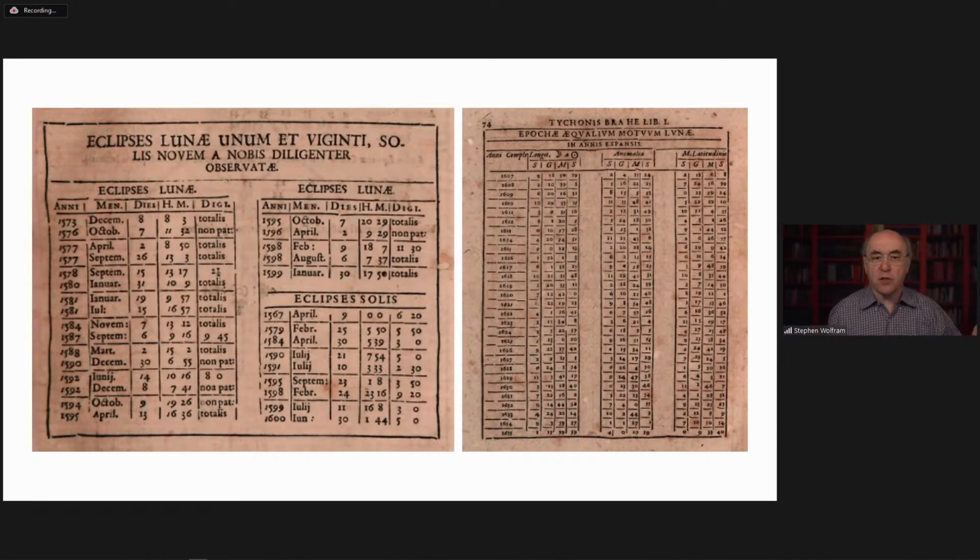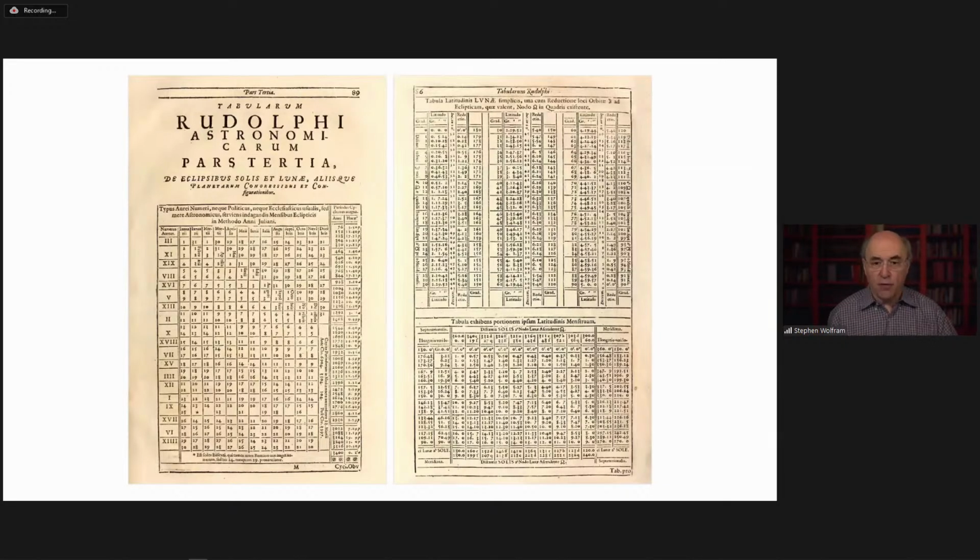Well, armed with Tycho's observations, Johannes Kepler developed his description of orbits as ellipses, introducing concepts like inclination and the eccentric anomaly. And in 1627, he finally produced his Rudolphine tables, which got a lot of things right that had been got wrong before, and included all sorts of detailed tables of lunar positions, as well as vastly better predictions for eclipses. So this is Tabularum Rudolphi Astronomicarum, part 3. And this is De Ecliptibus Solis et Lunae, on eclipses of the sun and moon. And there's a table of them there.